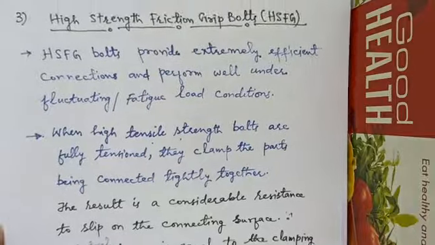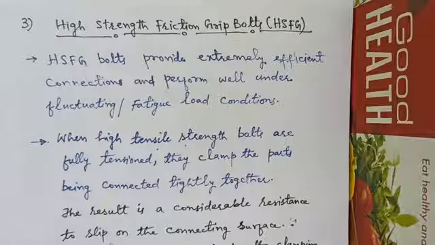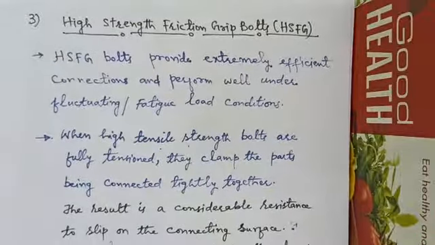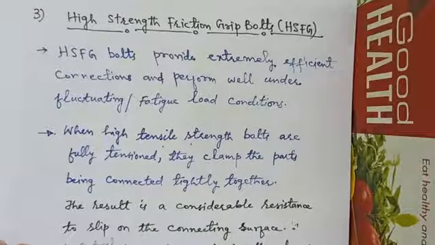So high strength friction grip bolts provide extremely efficient connections and perform well under fluctuating and fatigue load conditions, whereas the turned or ordinary bolts are not fit for fluctuating loads or fatigue load conditions. So when high tensile strength bolts are fully tensioned, they clamp the parts being connected tightly together. The result is a considerable resistance to slip on the connected surface.